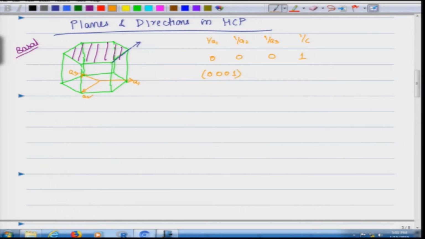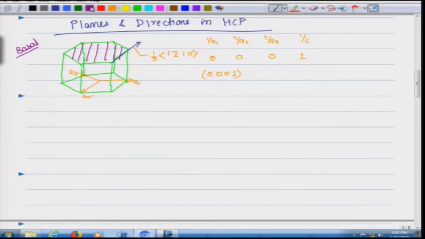Now, what is this direction? This direction is nothing but the negative of A2, and what was A2? Now, we remember. So, this direction that we are talking about is negative of A2, and simply we can write 1 by 3 1 bar 2 1 0. So, this is one of the basal planes.